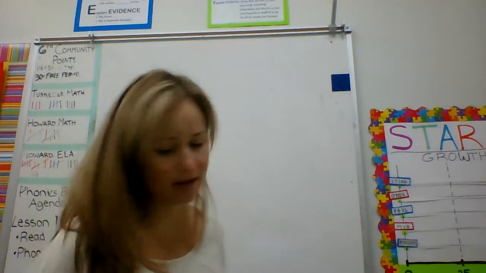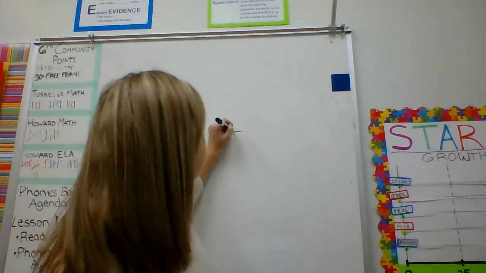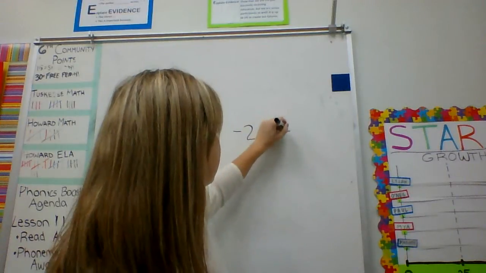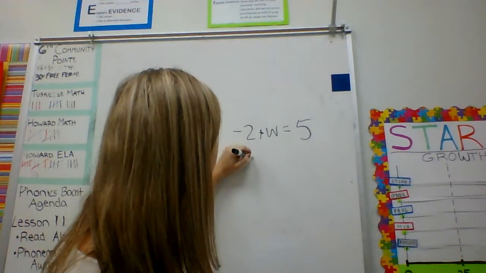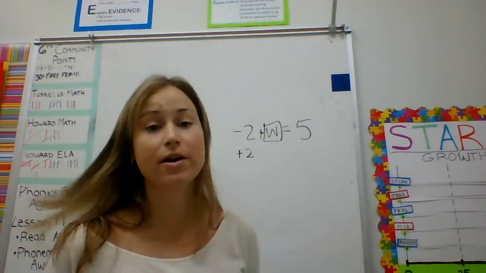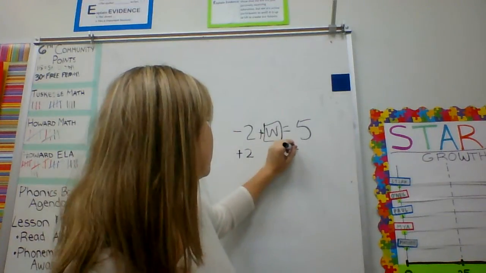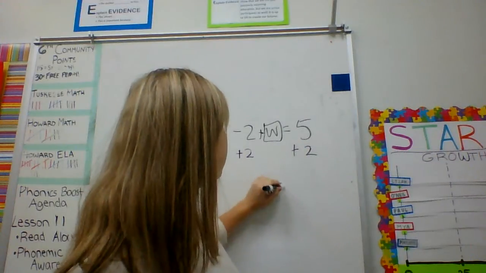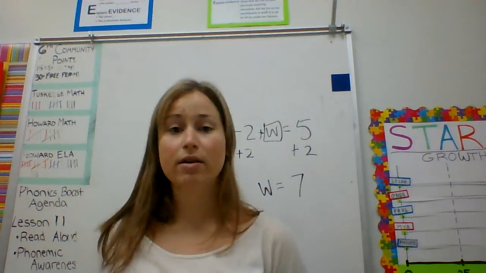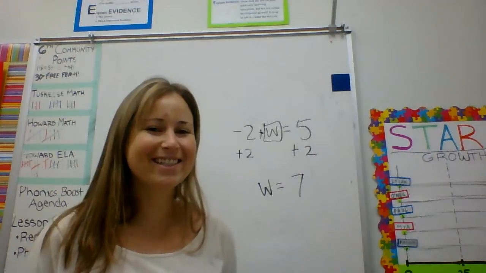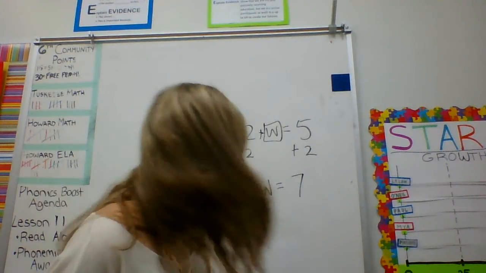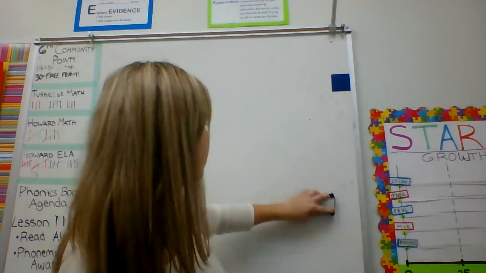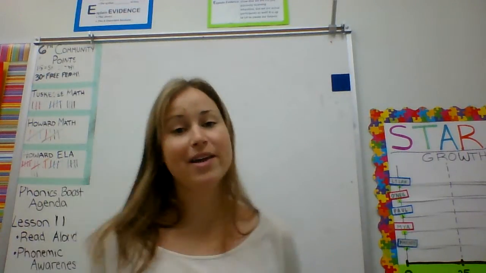All right, so example number 4, negative 2 plus w is equal to 5. I'm adding 2 on both sides because I want to get w, which is our variable, on its own. W is equal to 7 because 5 plus 2 is 7. Give yourself a check if you got that. If not, just make sure you correct your mistake. All right, we got one more type of problem to do together.